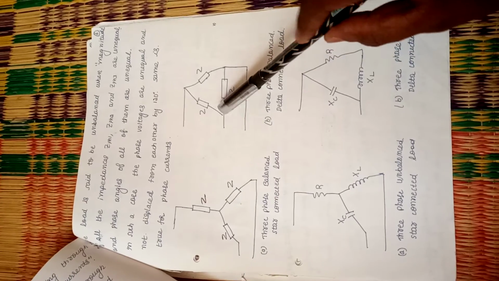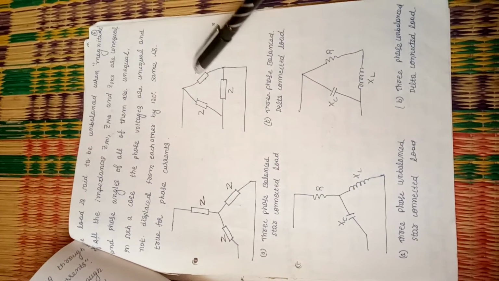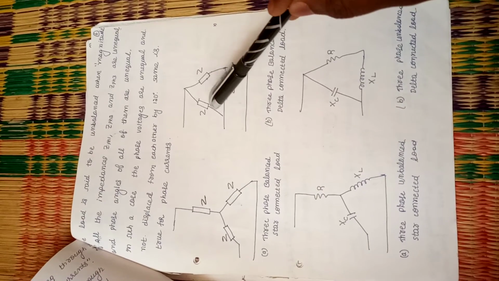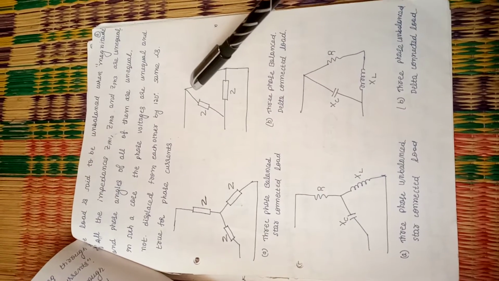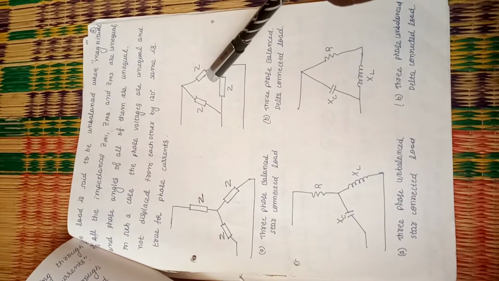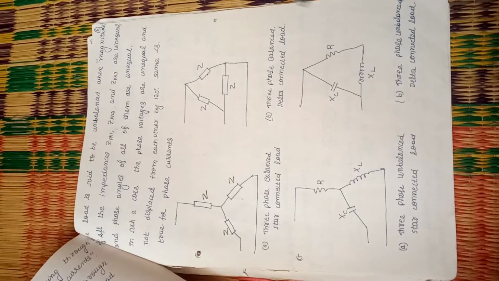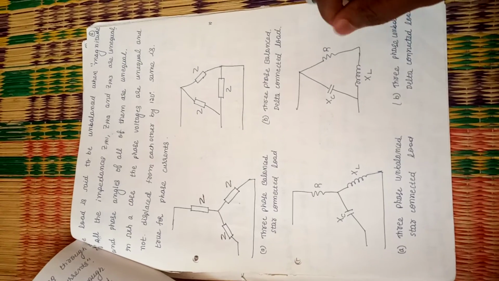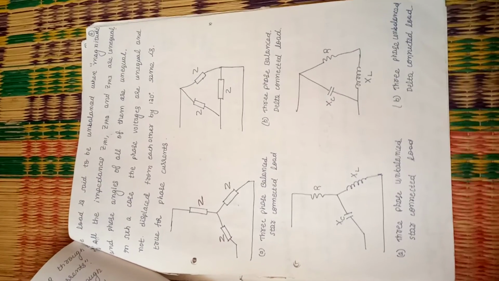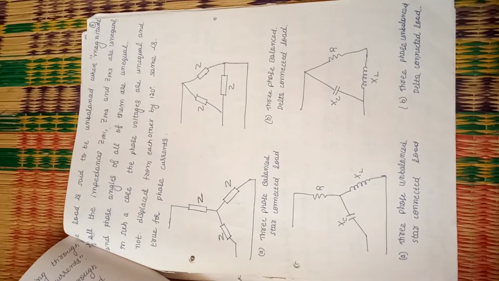For the balanced load, what will happen? The impedances Z are equal and they are equally displaced by an angle of 120 degrees. Therefore this type of circuit is called a balanced delta connected circuit. I hope you understood this concept. If you have any doubt, you can ask me later on.